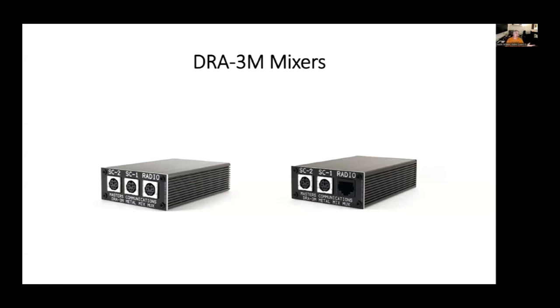If you have a radio that has mini DIN 6 on it, obviously the one on the left is our DRA 3M DIN 6 model. The one on the right is the DRA 3M RJ45 model. I think it's obvious that the radio connection here is different. And if you have a radio that's got a DIN 6, use the one on the left. If you have a radio that doesn't have that, use the one on the right. It's pretty simple.